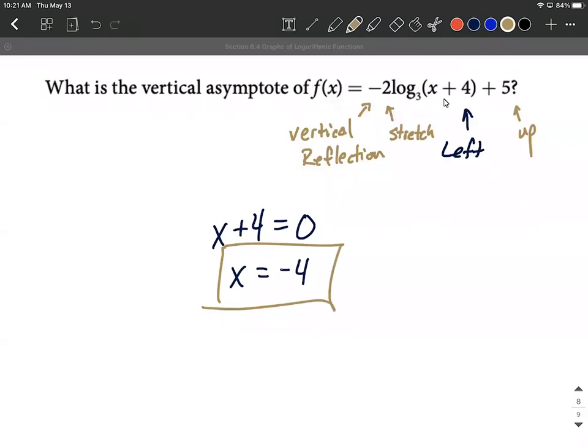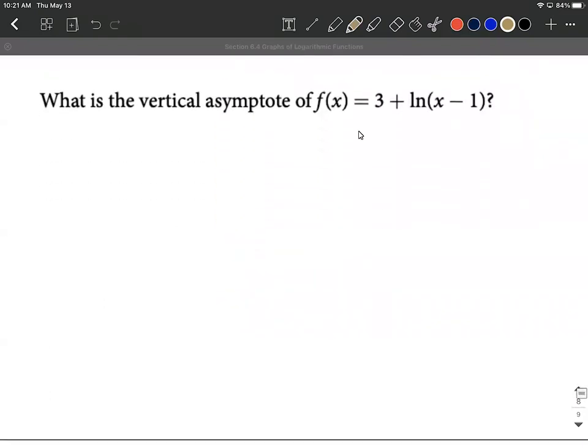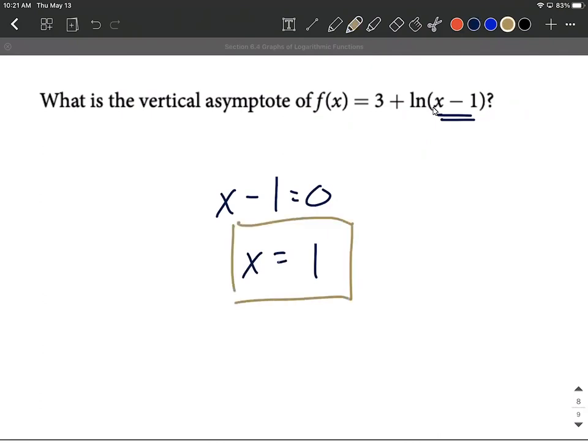That's it. Let's try one more real quick. We have 3 plus the natural log of x minus 1. Again, don't care about the 3. The fact that it's a natural log, don't get thrown off by that. Whatever's on the inside, we set that equal to 0 to find our vertical asymptote and solve down. So I'm adding 1 to both sides. We've solved it down. That's where our vertical asymptote is.